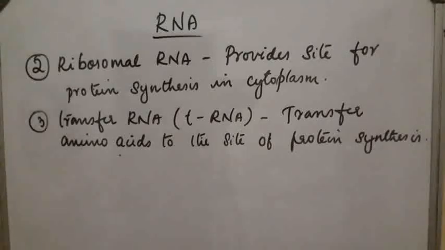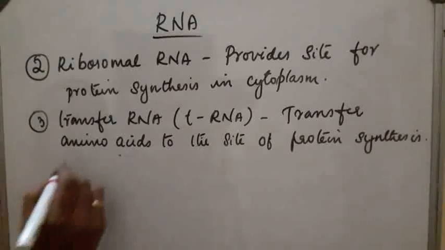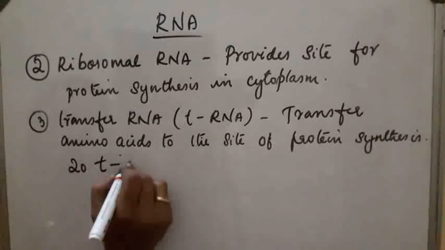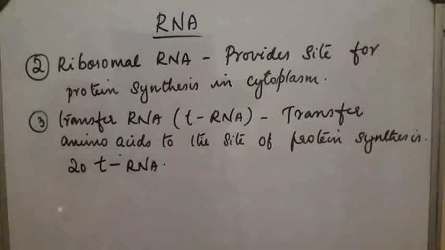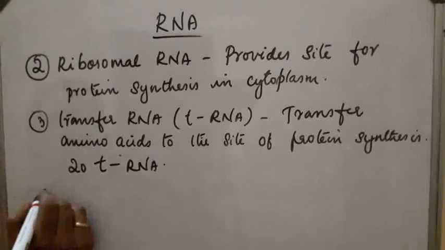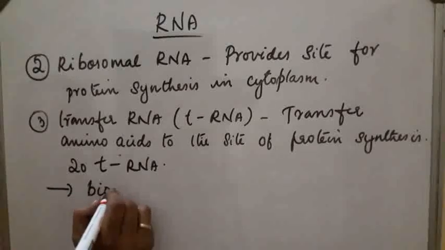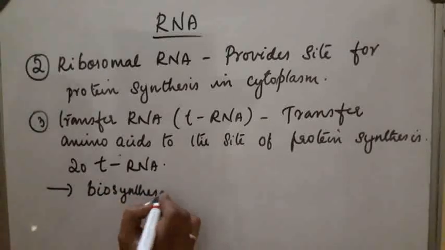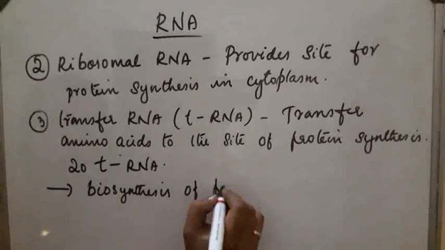These are the three types of RNA. Next, there are about 20 different types of tRNA molecules in the cytoplasm, and each is specific for one amino acid. RNA guides the biosynthesis of proteins.